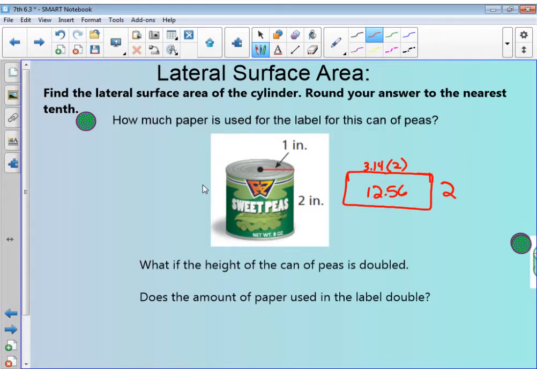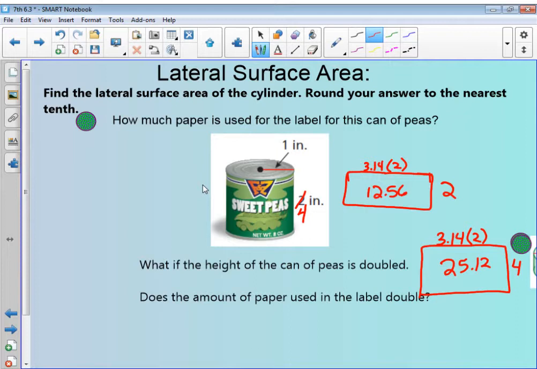So here it says, what if the height of the can of peas is doubled? If we double the height, we double this to now 4. So you should have gotten 12.56 originally. If we doubled the height, that's not going to change the radius or anything. It's just going to make this label taller. So this is now 4. We would still have 3.14 times the diameter of 2. So 3.14 times 2, then take that answer times 4, gives me the 25.12 that I had written down earlier.